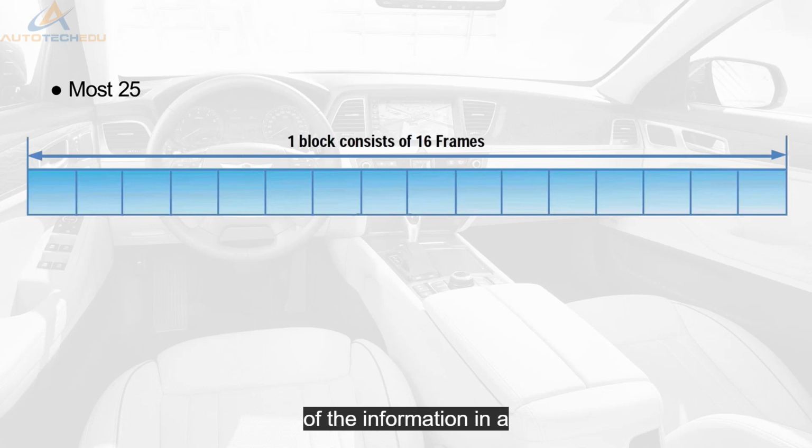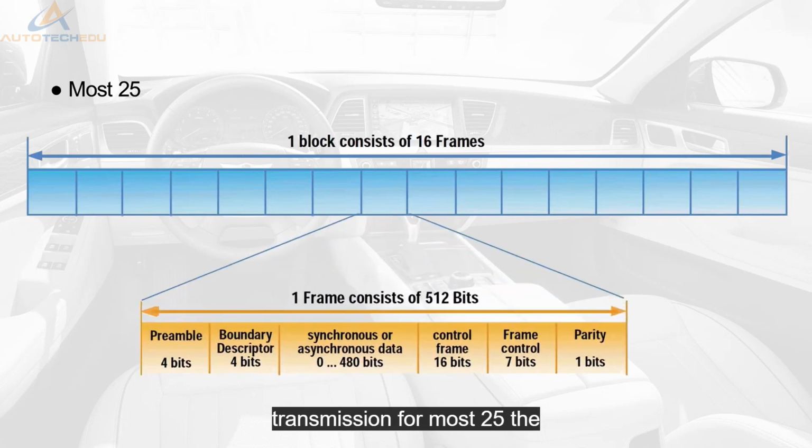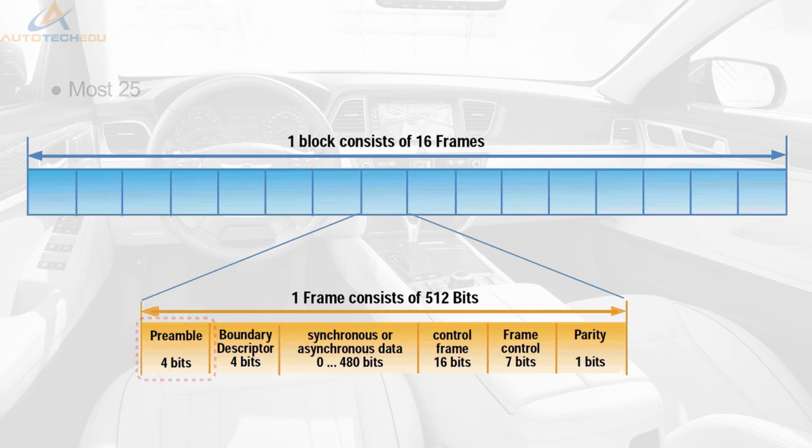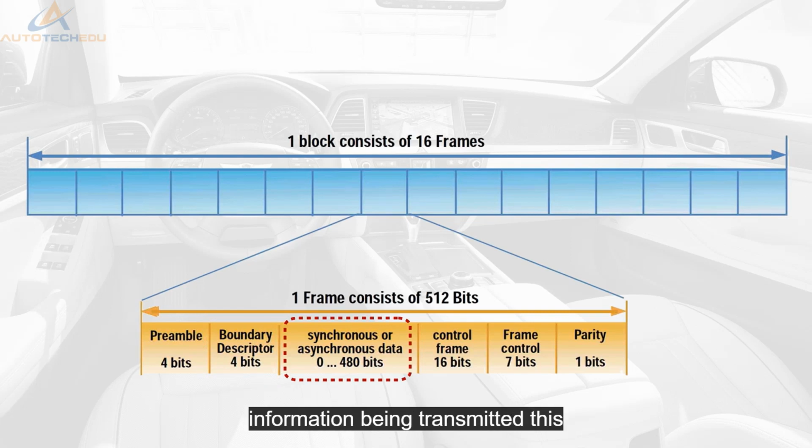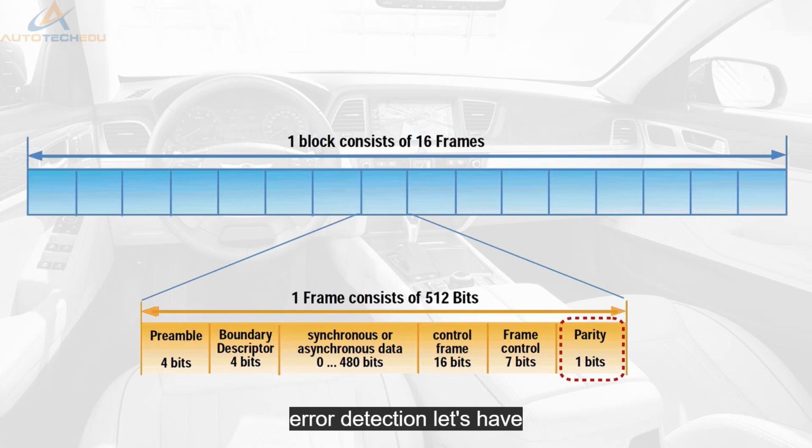This is a breakdown of the information in a transmission for MOST 25. The preamble consists of 4 bits. It synchronises the MOST core and its internal functions to the bit stream. The boundary descriptor again is 4 bits and is used if synchronous as well as asynchronous data is transmitted in one frame. The data can have up to 480 bits and contains all the information being transmitted. This is followed by the control information and finally the parity bit, which is used for error detection.